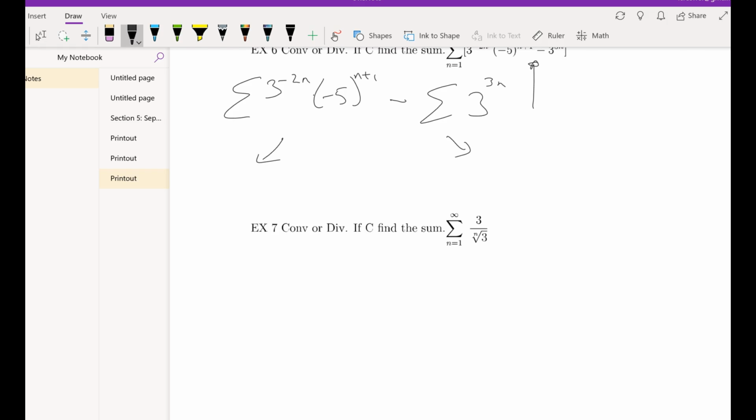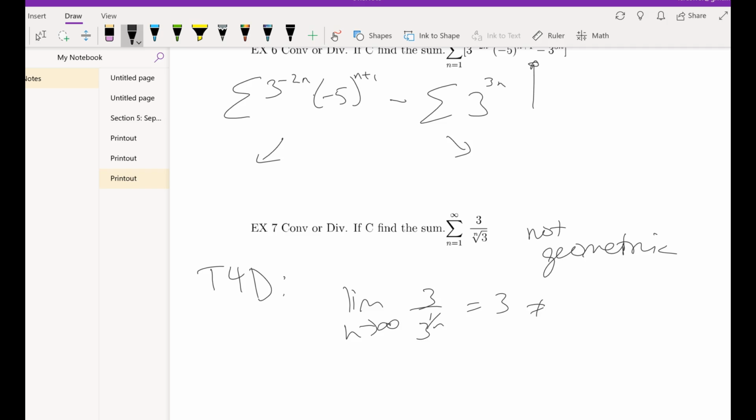This is the same thing. This is not geometric. This I would use the test for divergence on, and this also does not give me 0. This gives me 3, so it diverges.